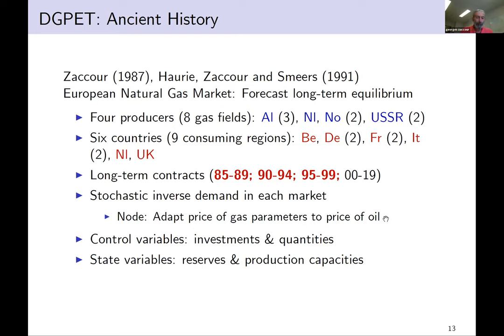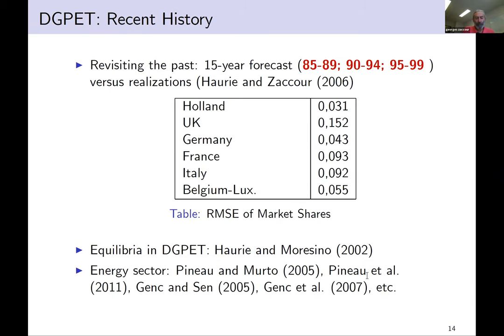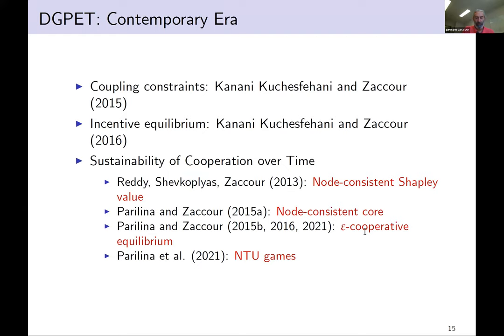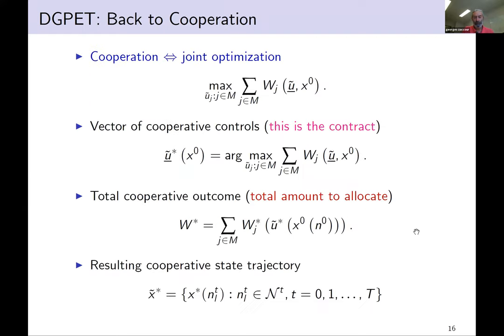So what we needed to do here is to adapt the contract to the evolution of the price of oil. And this is the reason why we defined the game in this manner, namely a dynamic game played over an event tree. In that case, the control variables were investments and the quantity that you are selling to each market, whereas the state variables are reserves and production capacity. So here I'm giving on the slide some background in terms of why we started working in this area. I would be very happy to answer some questions. However, for the sake of time, I will move forward now to what I want to do.